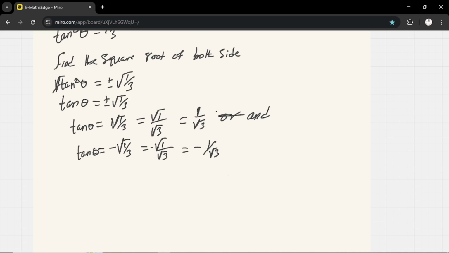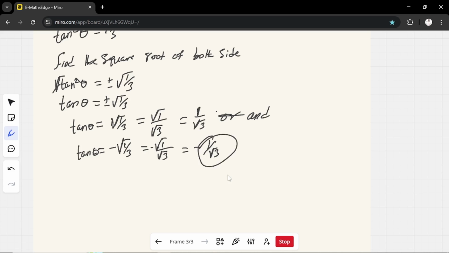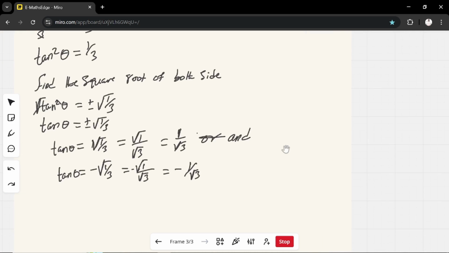Such that tan θ is equal to 1 all over root 3 and when tan θ is equal to negative 1 all over root 3, okay? When tan θ is 1 all over root 3, we are going to obtain the corresponding angles in degrees, and also when tan θ is negative 1 all over root 3. So let's go further to check our trigonometry table. What are those corresponding angles?